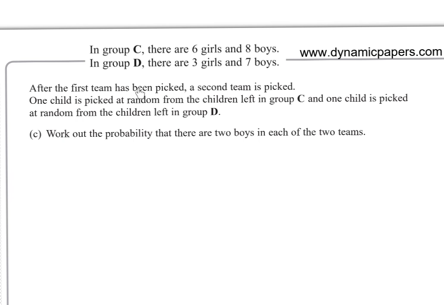After the first team has been picked, a second team is picked. One child is picked at random from the children left in group C, and one child is picked at random from the children left in group D. Work out the probability that there are 2 boys in each of the 2 teams. The probability of 2 boys in the first team is 2 over 5.